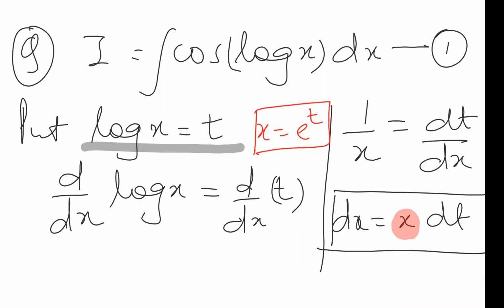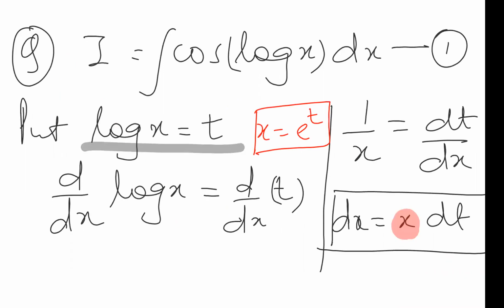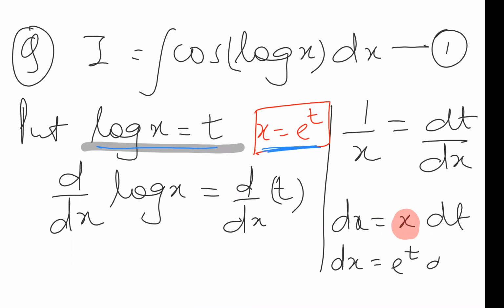We have a property in logarithms. If log a equal to b, therefore a is equal to e raised to b. Should remember this property. So if log x is equal to t, x is equal to e raised to t. I have applied that property. So here I will eliminate this x by writing dx is equal to e raised to t dt, right?